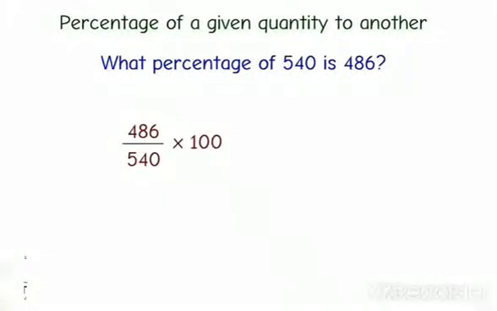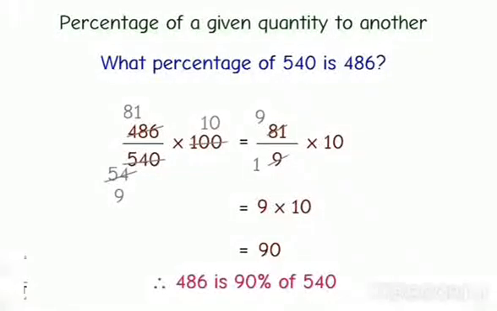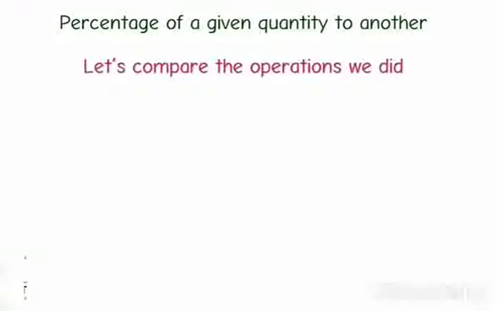486 upon 540 into 100, cancel out, and you will get, just see the solution, 89 upon 9 into 10, and again after cancellation you will get 9 into 10, which is again equal to 90. Therefore 486 is 90% of 540.